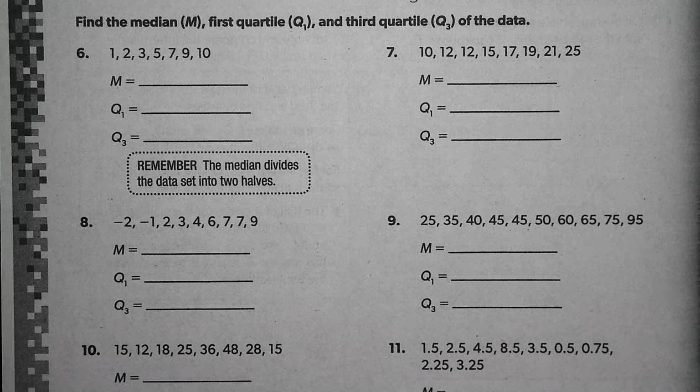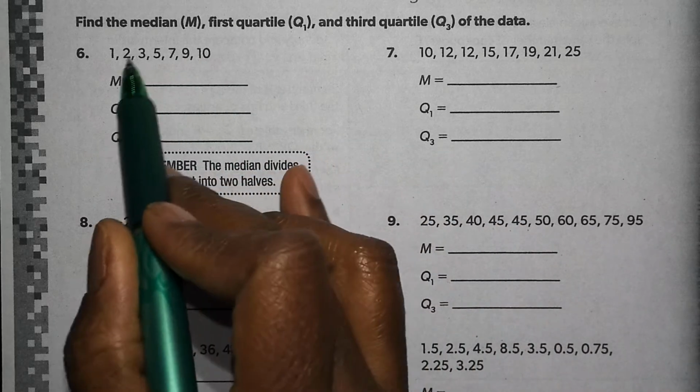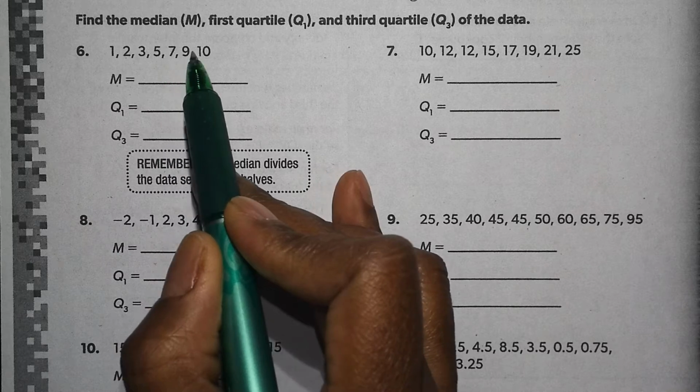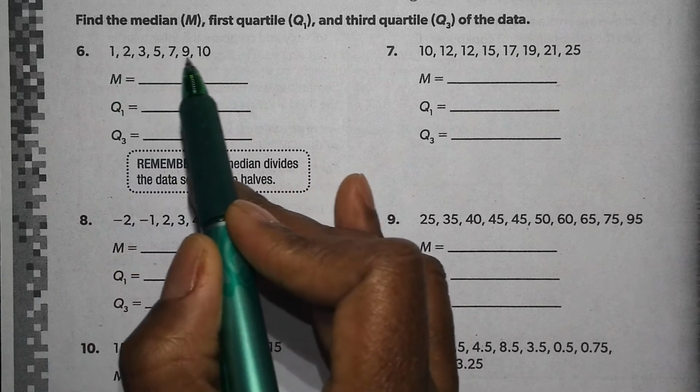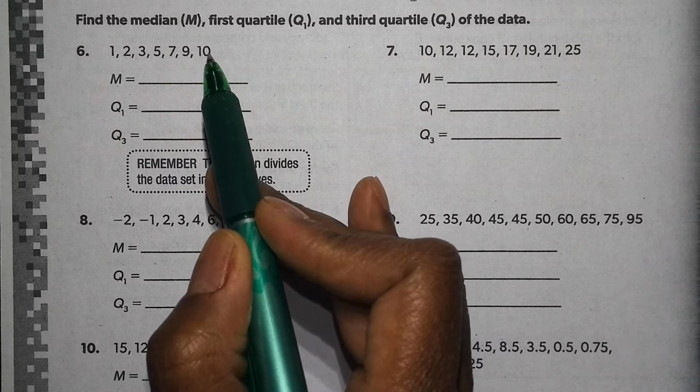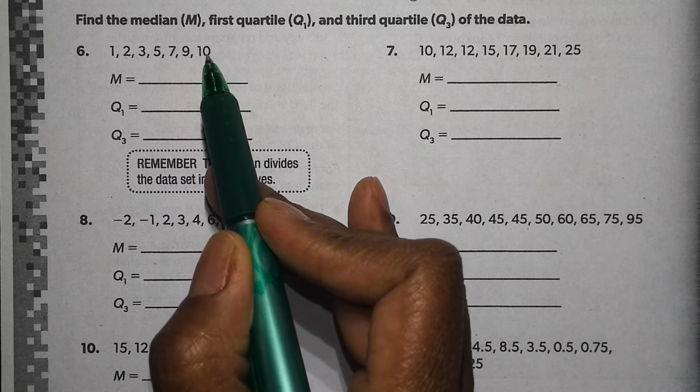All right? So here we go. Let's look at this first data set. We have 1, 2, 3, 5, 7, 9, and 10. Notice that all of the numbers are already in order. If you ever receive a data set that's not in order, put it in numerical order before you do anything.